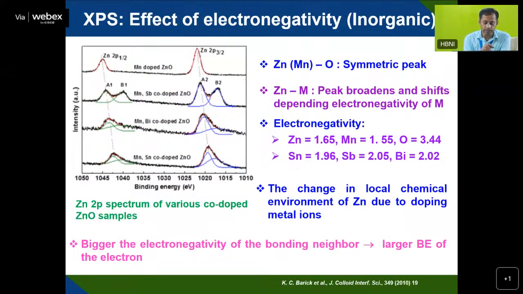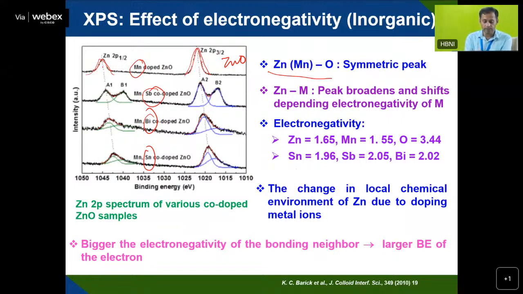You can see here that electronegativity is another factor. Another example is zinc oxide where manganese is doped, a zinc-manganese system. Here you can see the Zn peak. This is a highly symmetric peak in the case of ZnO. This is the zinc spectrum of ZnO, and manganese is the dopant. The ionic radii of zinc and manganese are almost close to each other. But when you go for higher ones like antimony, bismuth or tin, with higher oxidation states, manganese is +2, while the others are a +3, +2 or +4 mixture.